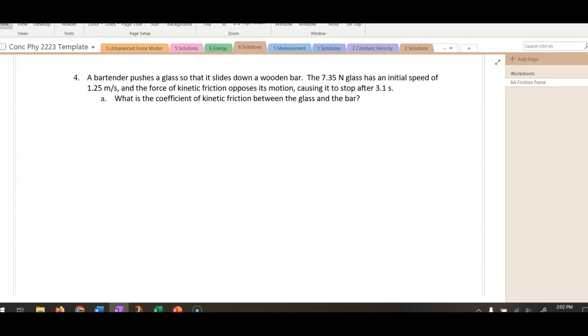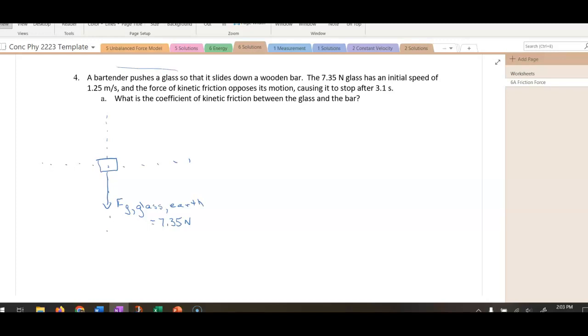Let's go ahead to number 4. We have a bartender pushing a glass down a wooden bar. The glass weighs 7.35 newtons. They're giving us the initial speed, and the force of kinetic friction opposes its motion, and it stops after 3.1 seconds. Okay, so let's see here. The weight of the glass they gave me is 7.35 newtons.